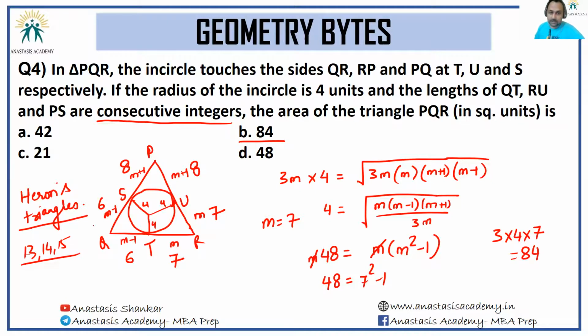The last way in which you can potentially do it is, what is the area of this circle? Can you see the area of the circle will be 16 pi, which is greater than 48? And among the available options, there is just one option that is greater than 48. In any case, you will reach the answer 84 every time.